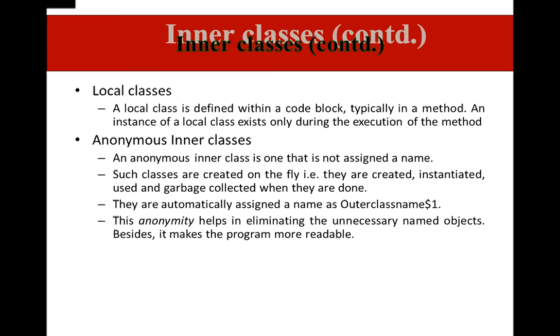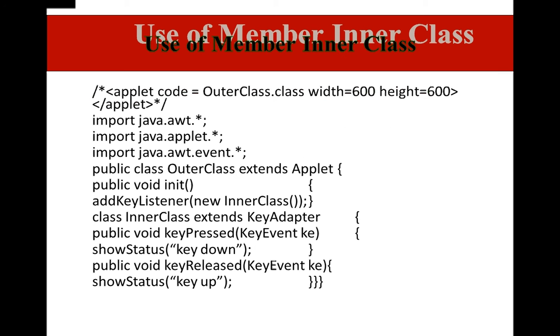This anonymity helps in eliminating unnecessary named objects. Besides, it makes the program more readable. Or else we can say that with anonymous inner classes you can find fewer instructions in the program. Let's look at how we can create an inner class with the help of the previous program.